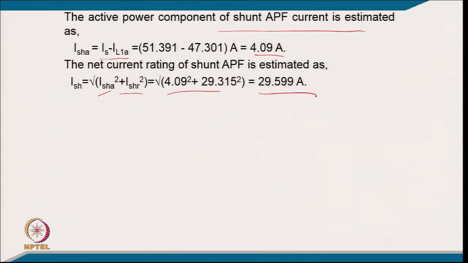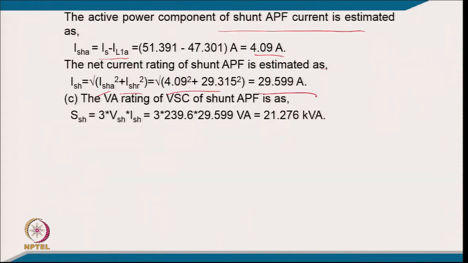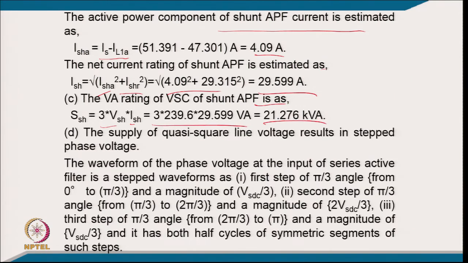So, putting the value, it comes 29.599 ampere, and the VA rating of the shunt active filter will be 3 into VSH into ISH. So, putting the value, it comes 21.276 kVA. So, the supply of square line voltage results in a step voltage.